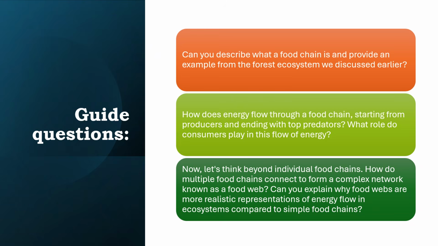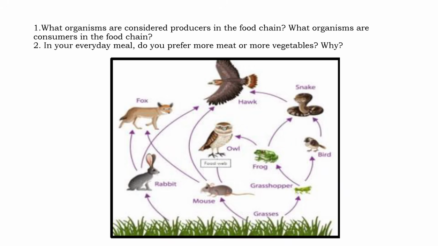Now let's think beyond individual food chains. How do multiple food chains connect to form a complex network known as a food web? Can you explain why food webs are more realistic representations of energy flow in ecosystems compared to simple food chains?